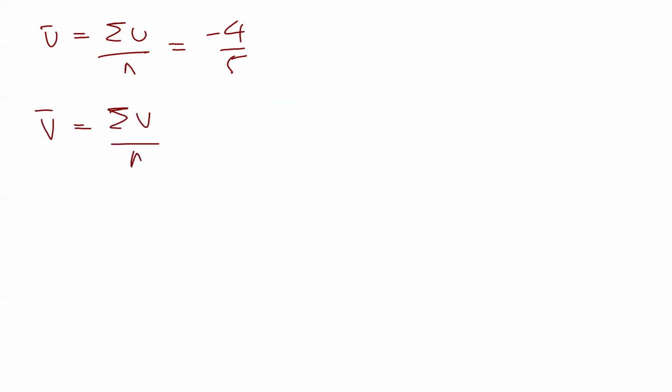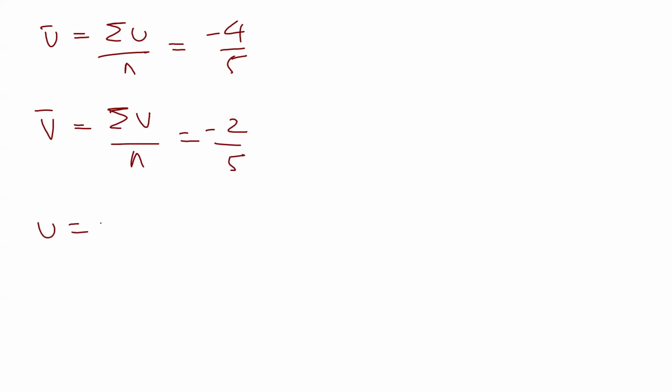Then we'll calculate u bar and v bar. U bar is equal to summation u upon n, that is minus 4 upon 5. V bar is summation v upon n, minus 2 upon 5.